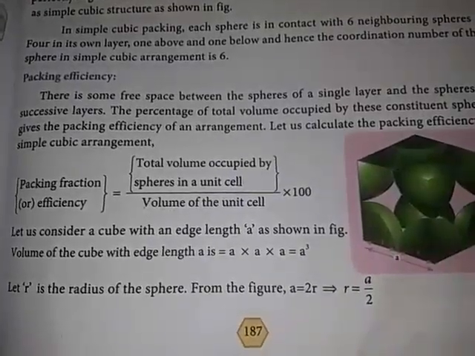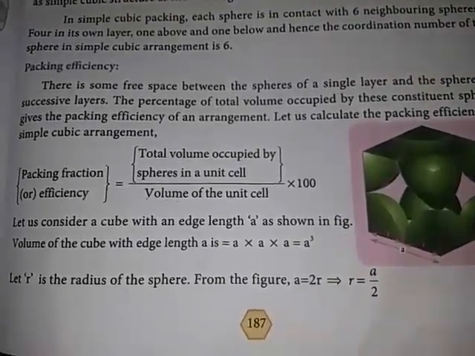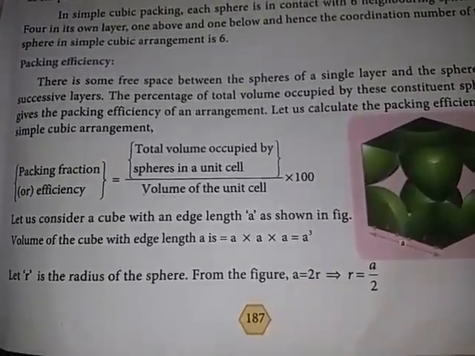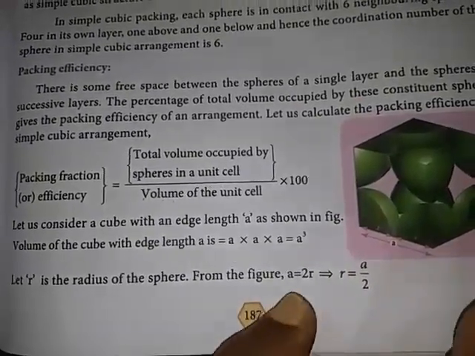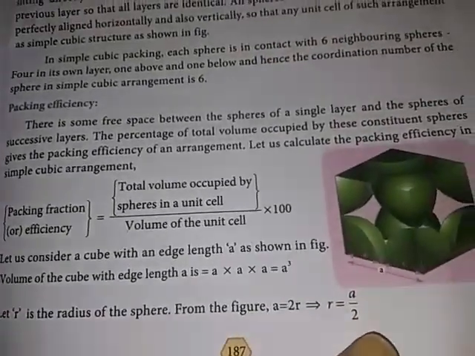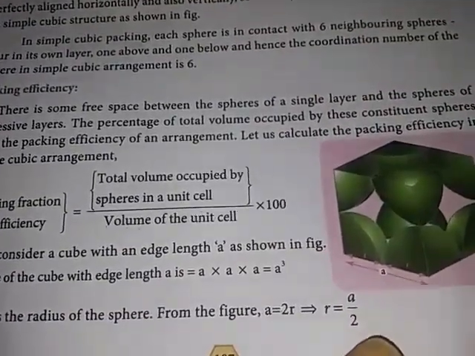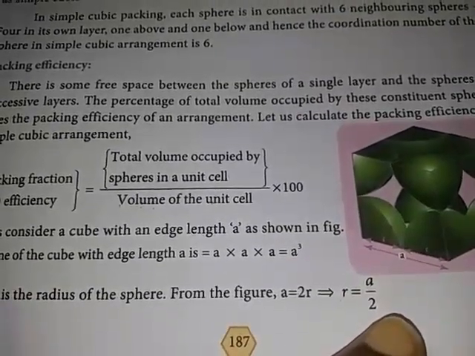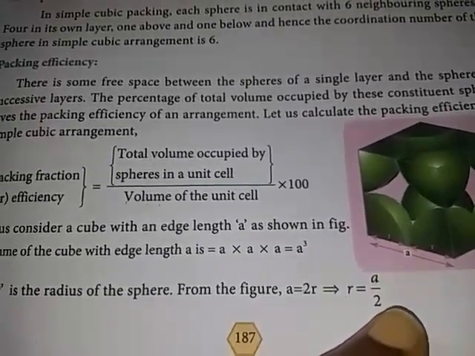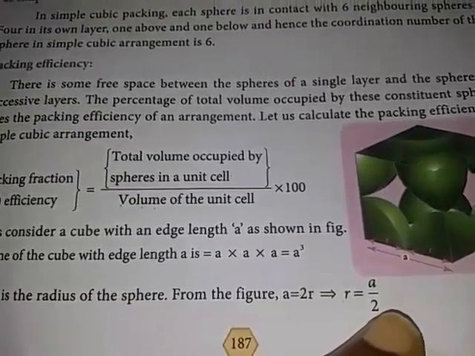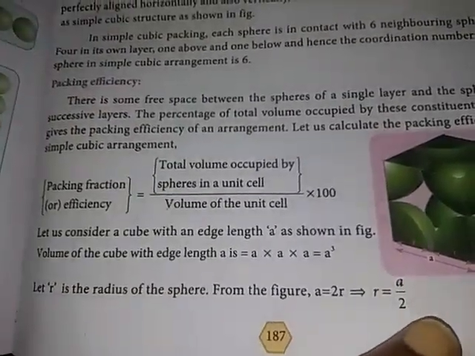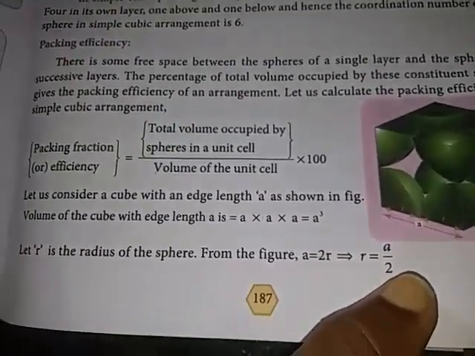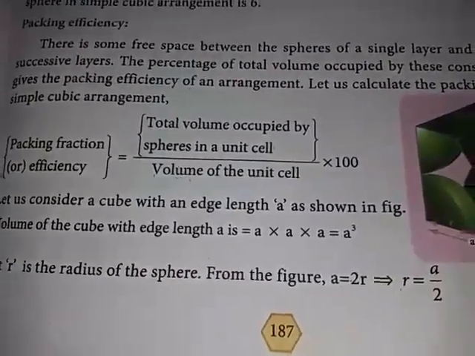Welcome to chemistry class. Last class we have seen the packing efficiency in simple cubic unit cell, that is, the atoms occupy the corners, and how much space is occupied by the constituent atoms, ions or molecules is given as packing efficiency. So packing efficiency is nothing but the percentage of total volume occupied by constituent spheres in an arrangement, and the formula used to find the packing fraction or efficiency is the total volume occupied by spheres in a unit cell divided by the volume of the unit cell, into 100.